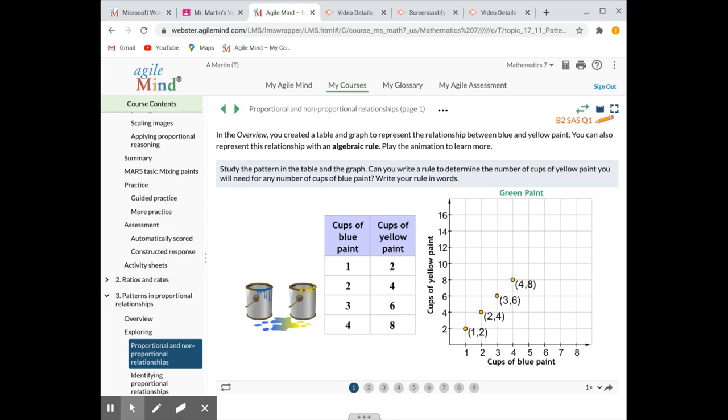So today we're going to be looking at page 1, starting off with this. And it says to study the pattern in the table and the graph, can you write a rule to determine the number of cups of yellow paint you will need for any number of the cups of blue paint? Write your rule in words. So I want you to think about what equation or what rule we could write that would allow us to know that no matter however many cups we have of blue paint, we would be able to find our yellow. And that's actually going to be question 1 today in our workbook.